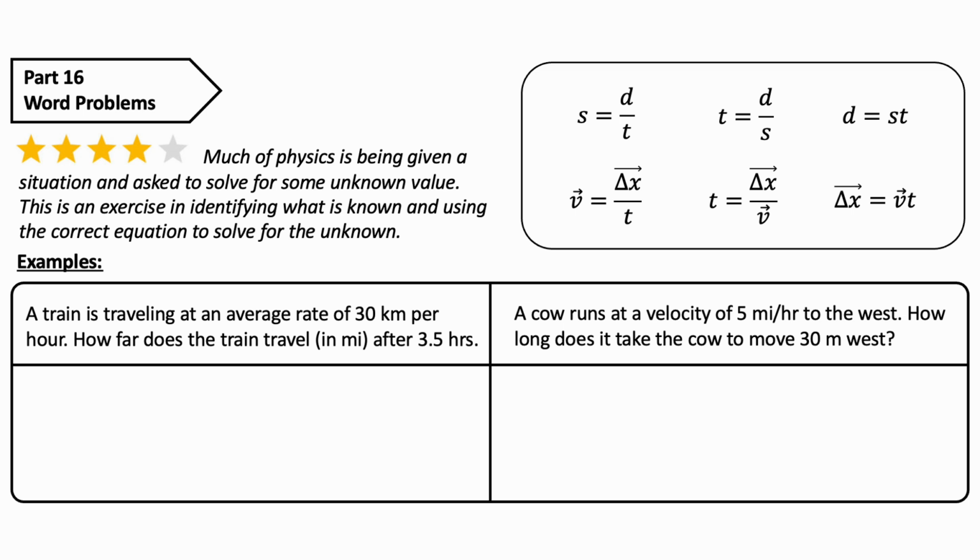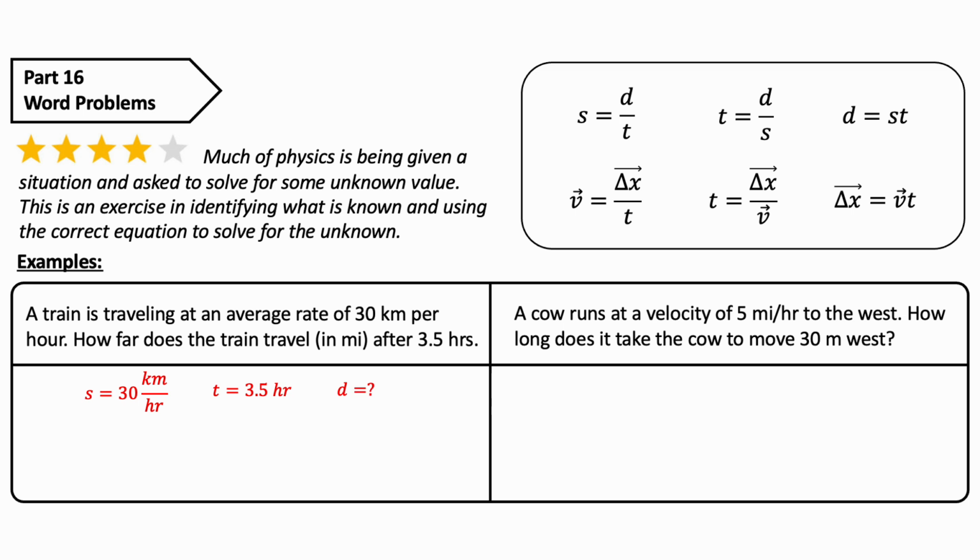In our first example, a train is traveling at an average speed of 30 kilometers per hour. How far does the train travel in miles after 3.5 hours? A helpful practice is to list what we know. We know the speed of this train is 30 kilometers per hour. We know that the time is 3.5 hours, and we're asked to solve for the distance traveled. How far does it go?